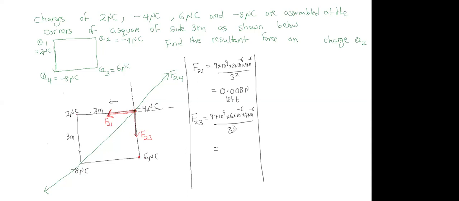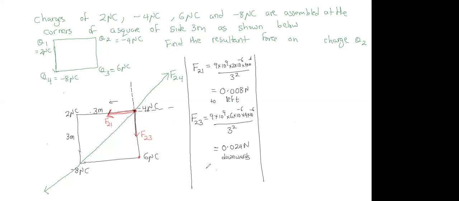0.024 newtons, and which direction? Downwards. Downwards. Good. Now we go to the next one. Now the next one. Yes. Can we write them in standard form? 0.024. Yes. In case those who want to write them in standard form.